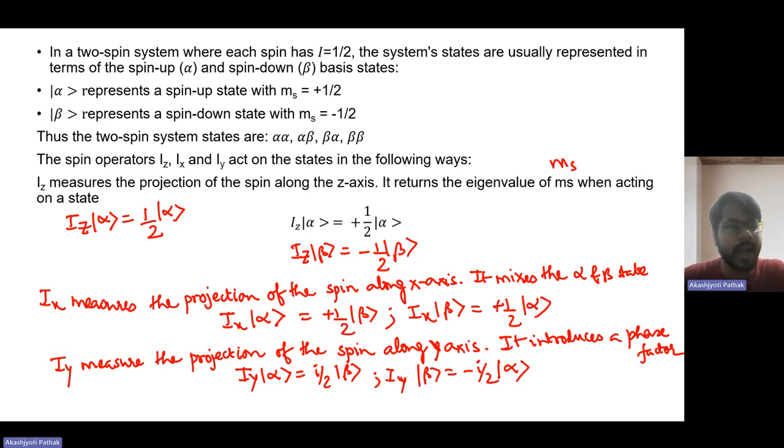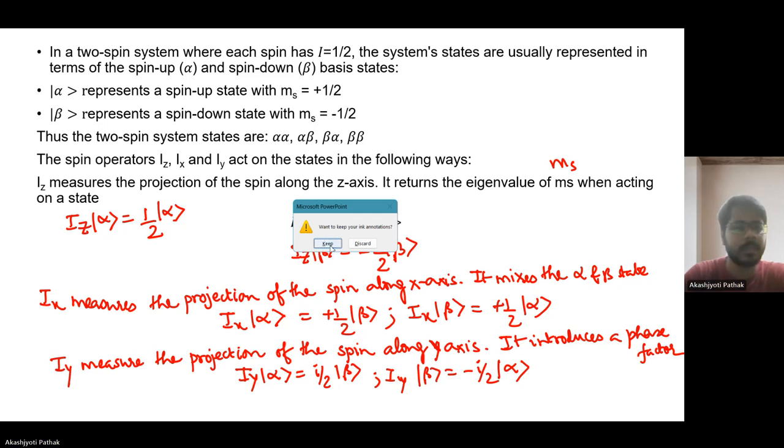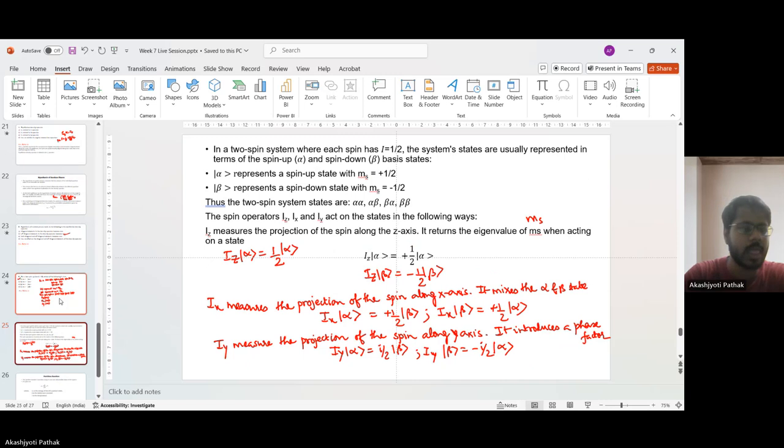Now similarly for Ix, what does it give? It mixes the alpha and beta state. Whenever the Ix operator acts on the alpha state, we get plus half beta. And when Ix acts on the beta state, we get plus half alpha. And for Iy, it introduces a phase factor, that is i by 2 beta and minus i by 2 alpha.